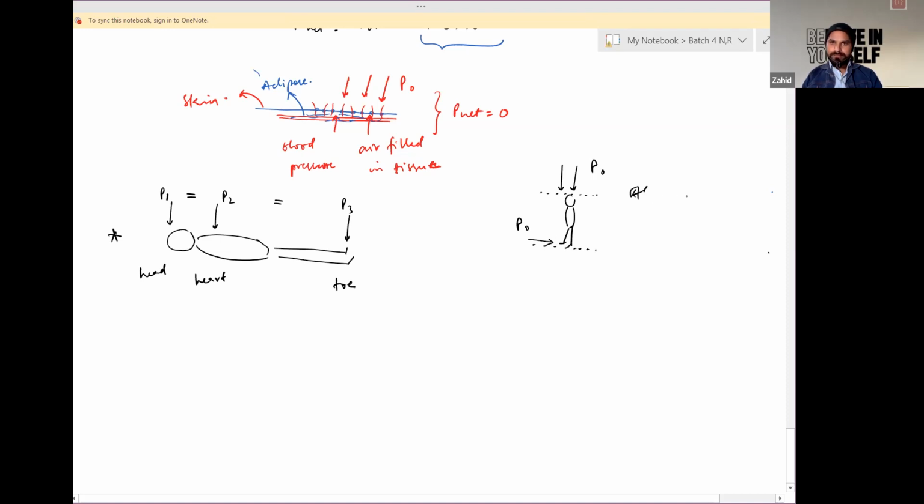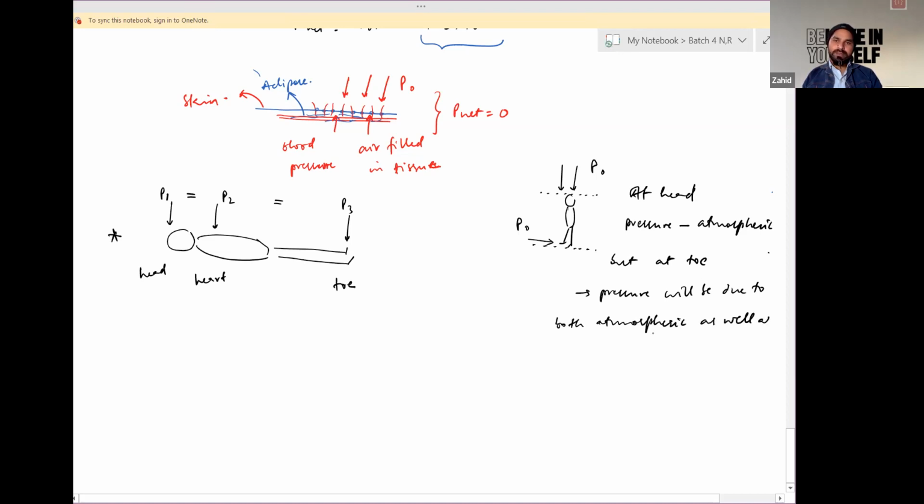So at head, pressure is due to atmospheric, but at 2, pressure will be due to both atmospheric as well as blood above it. So net pressure at 2 is more as compared to head.